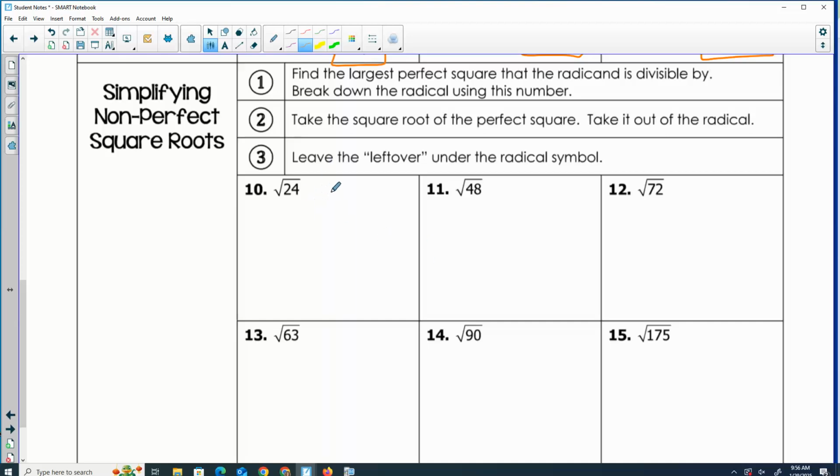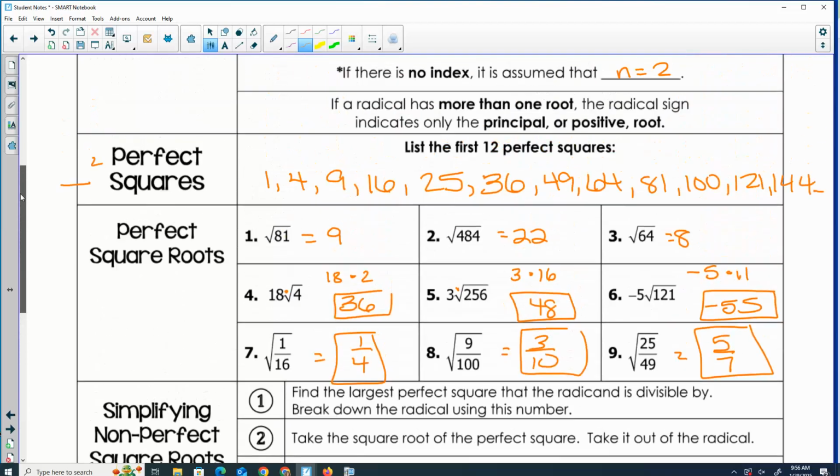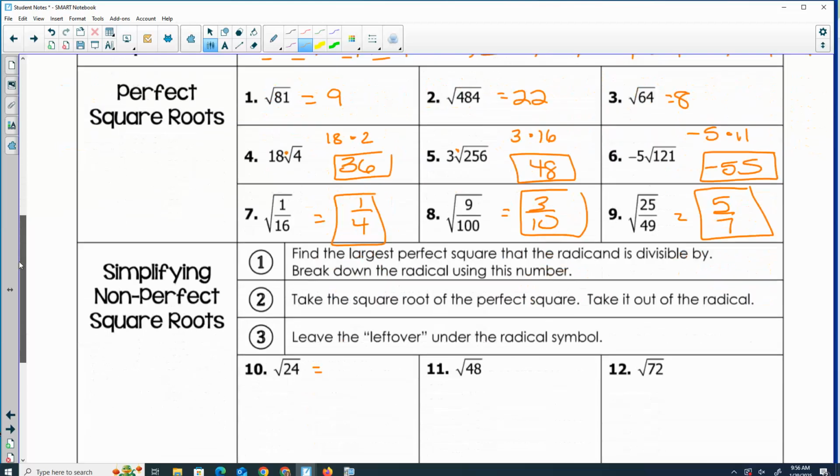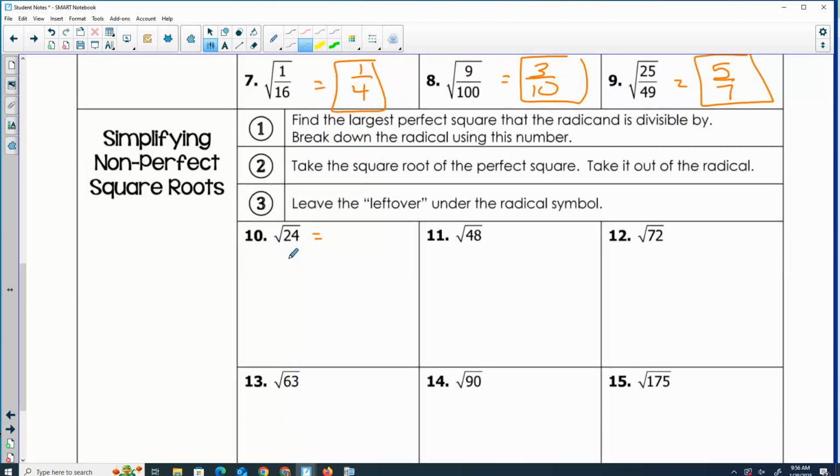So for instance, if I say the square root of 24, I'm thinking back to my perfect squares. Can I do 24 and divide it by any of these numbers? I can do 24 divided by 4. So I am going to rewrite my 24, and everybody pay attention because I want to see this work. 24 is 4 times 6, so I'm going to write the square root of 4 times the square root of 6. I did that because 4 is a perfect square, and 4 times 6 is equal to 24.